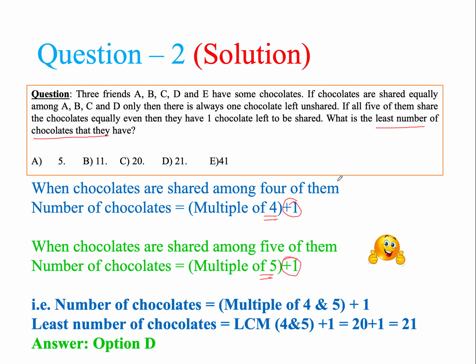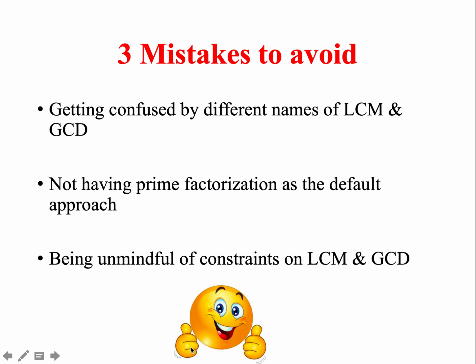That means you have to find out the least common multiple of 4 and 5. The multiple of 4 and 5 that is least is 20. LCM of 4 and 5 plus 1 satisfies this condition of one chocolate left over again and again, and so the result becomes 21 chocolates, which is option D, and that becomes our answer. So the previous question was based on the calculation of HCF, whereas this question was based on the calculation of LCM. Now let's quickly move on.